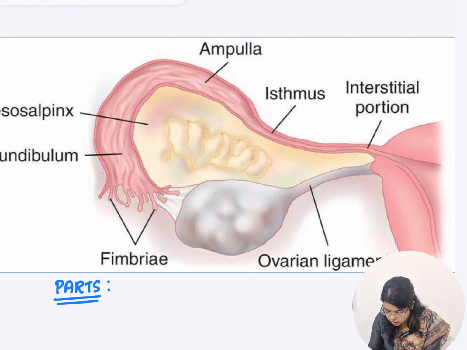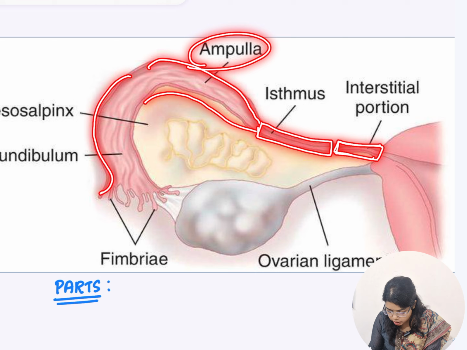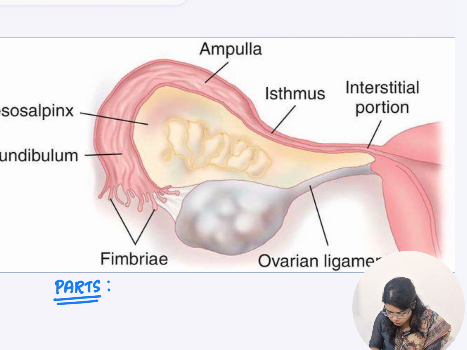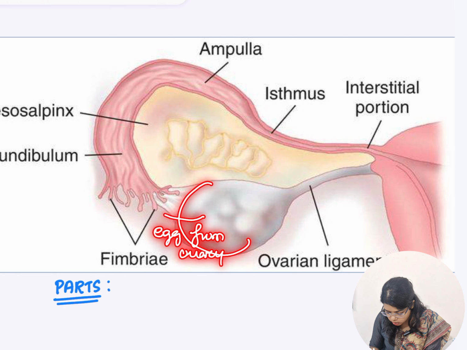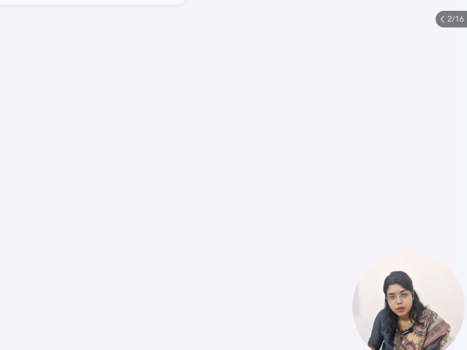So what are the parts? See, this one is the interstitial portion. Then lies the isthmus. Then the widest and longest is the ampulla, and here is the infundibulum, and this one is the fimbria, which collects the egg from the ovary. Here is the ovary, so the eggs are collected by the fimbria. Fine, understood the parts of the fallopian tube.